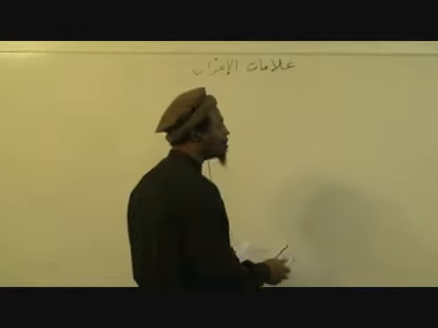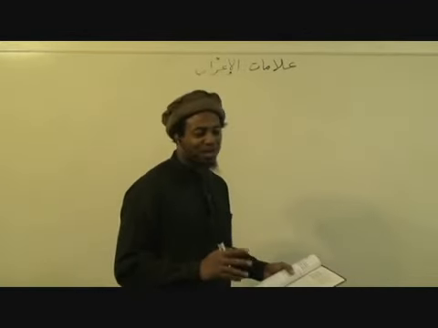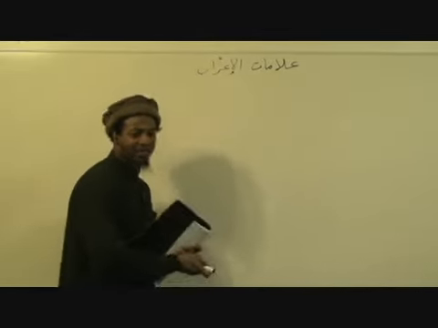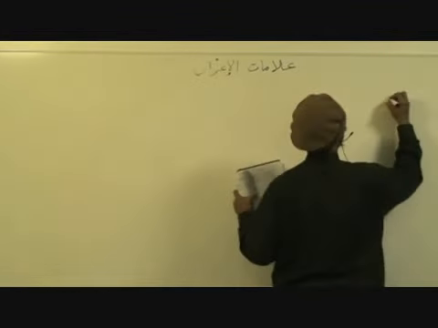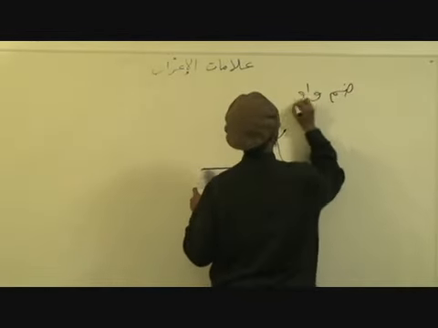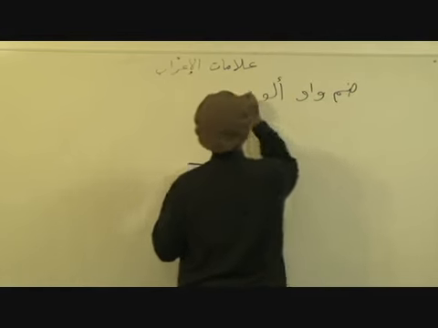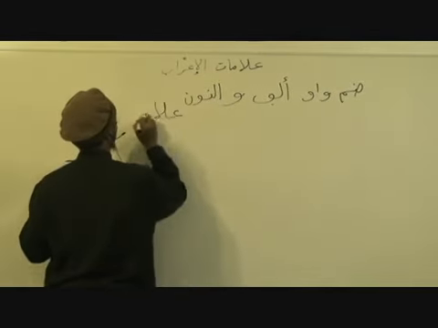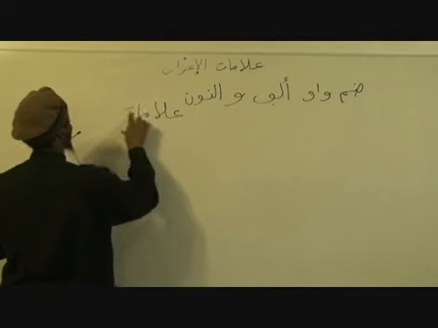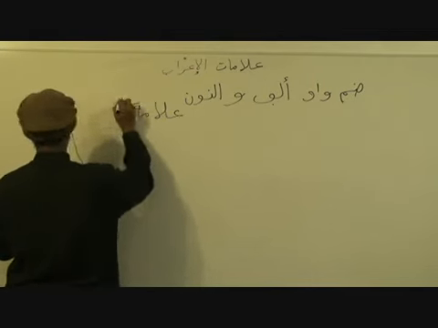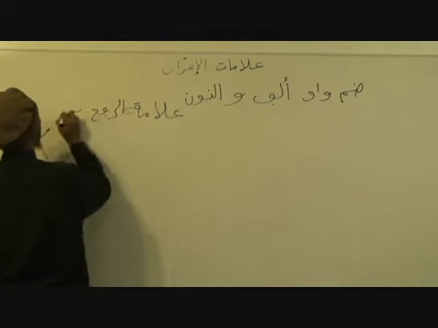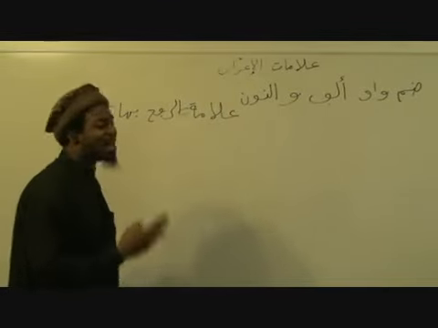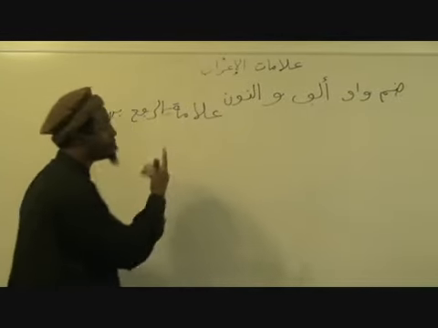The chapter starts off, ضم واو ألف ونون علامات رفع بها تكون. That's the first line. It's a beautiful line. I love it. Everybody say with me: ضم، واو، ألف، ونون، علامات رفع، بها تكون. It's a beautiful rhyme. ضم واو ألف ونون علامات رفع بها تكون.